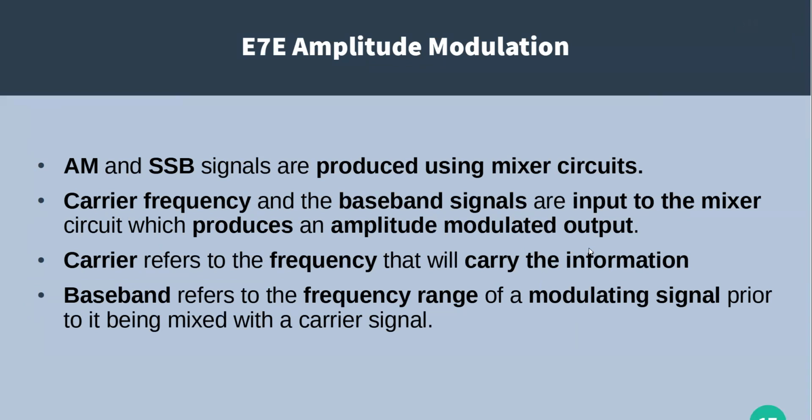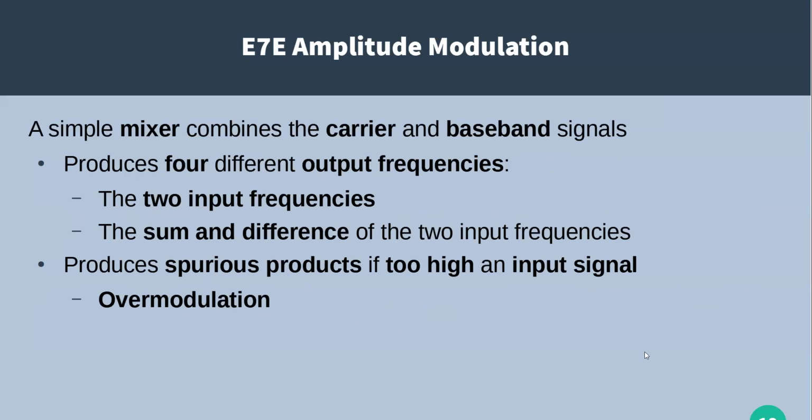So to generate AM, okay, we basically use a mixer circuit. And what it kind of does is a cross product of two frequencies. So you wind up getting the two input frequencies, your carrier and your modulating frequency, which we call baseband, and the sum and difference as the outputs. So you get 4 out, 2 in, 4 out. And that's what I just said.